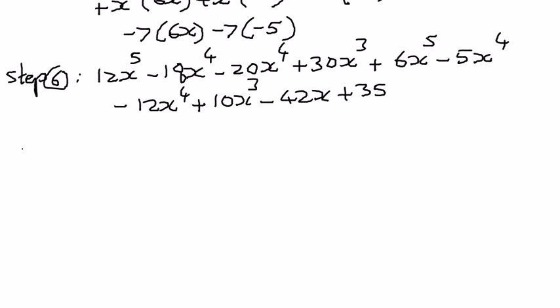So therefore now we're going to collect the like terms. In step number 7, we're going to perform that operation. So we're going to look for the highest powers of x. X to the power of 5 is the highest power. We have 12x to the 5th plus 6x to the 5th. So that is going to be equal to 18x to the 5th. Then we have 18x to the 4 minus 20x to the 4 minus 12x to the 4.